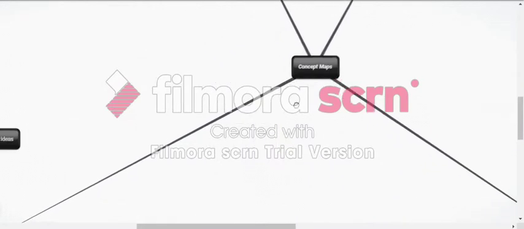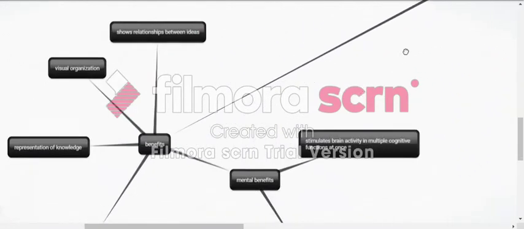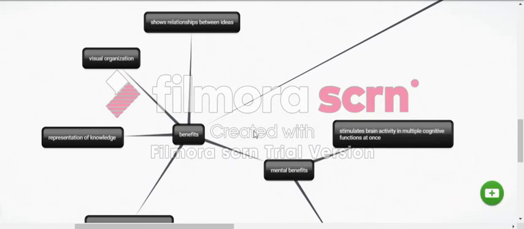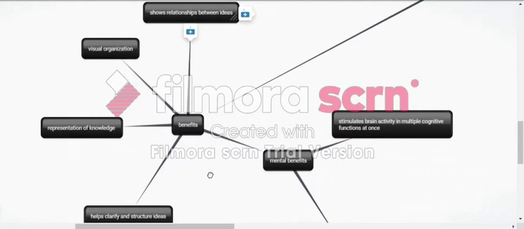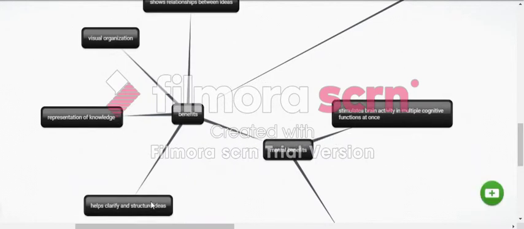We're going to come down to our third sub-region, which would be benefits. So we have these subcategories of benefits that show relationship between ideas. It's a very good visual organizer. It's a very good representation of knowledge. It helps to clarify and structure ideas.